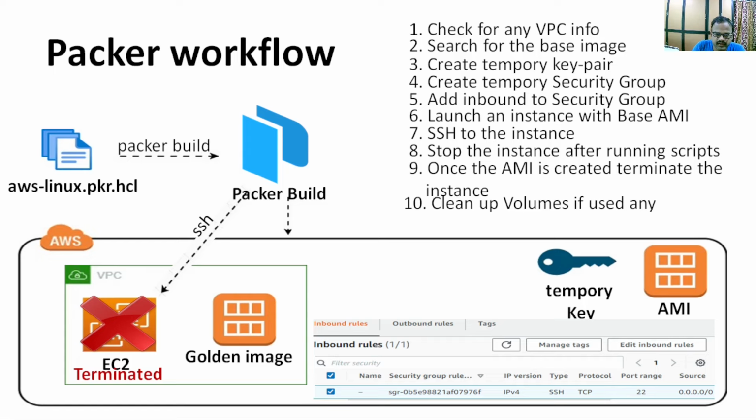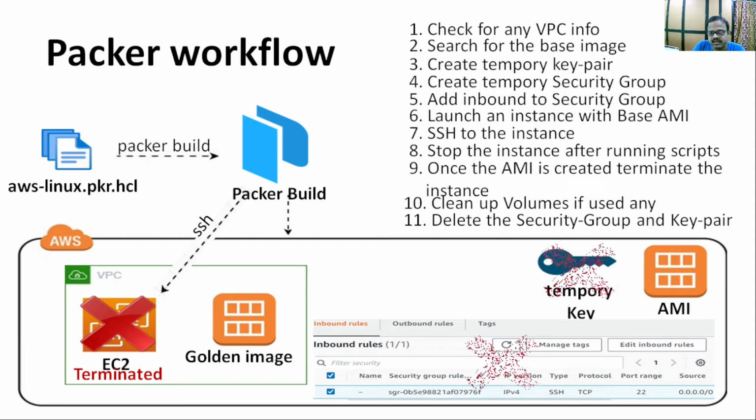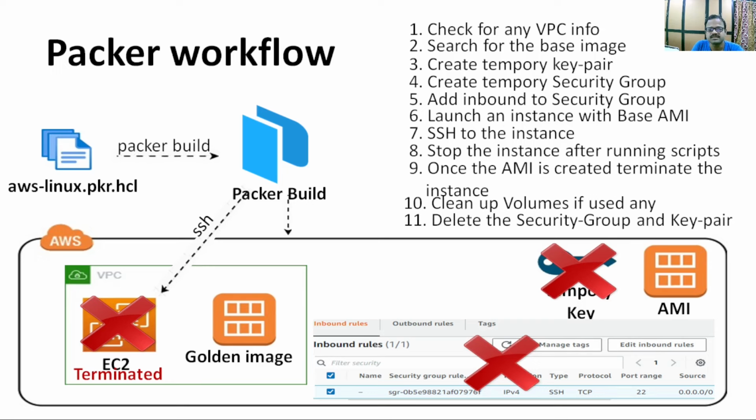While creating this instance, an EBS volume will be created in the background, and that will be cleaned up. If we have written any additional volumes in the configuration file, those will also be cleaned up. After this, it will delete the security group as well as the key pair. So that's it, this is the workflow. You can easily see the journey of Packer from base image to golden image.